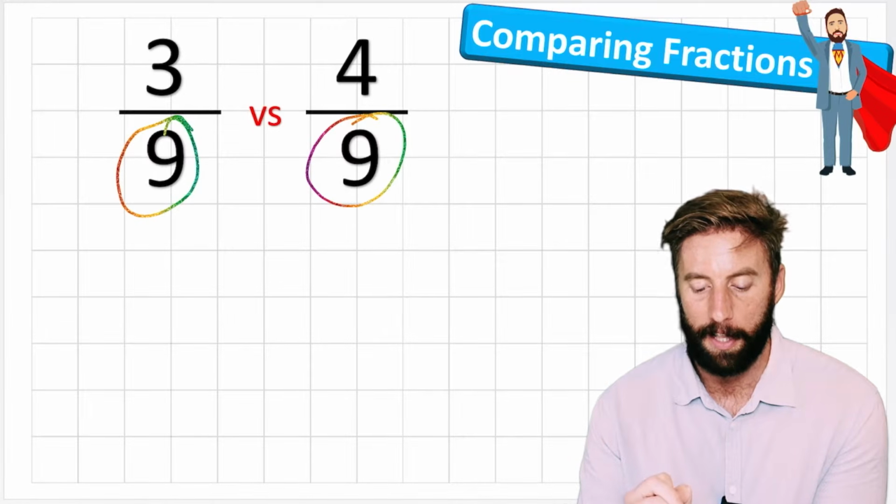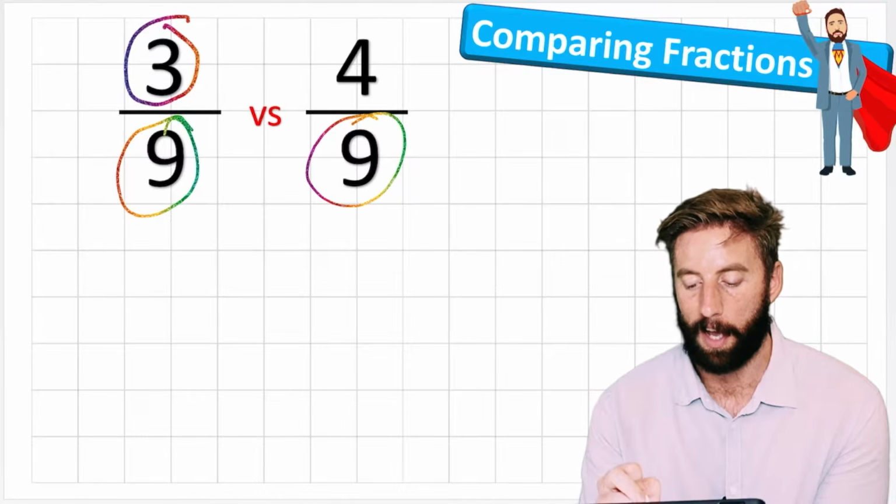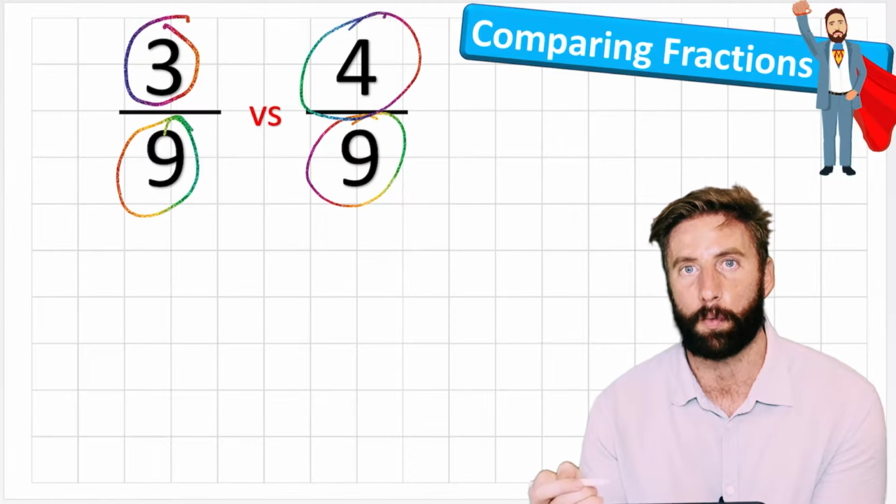Okay, so we split them into ninths, and my first one says I have 3/9, and my second one says I have 4/9. So which one's greater? Which would you rather have?